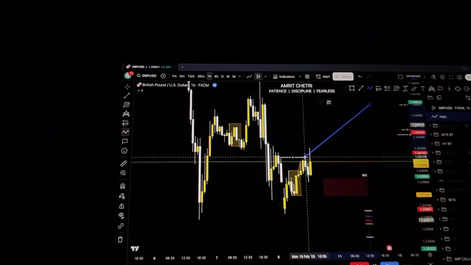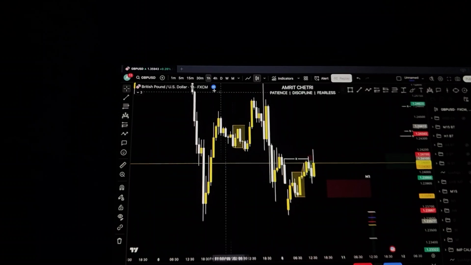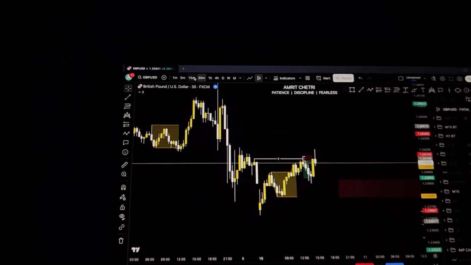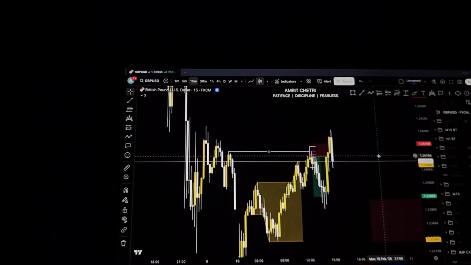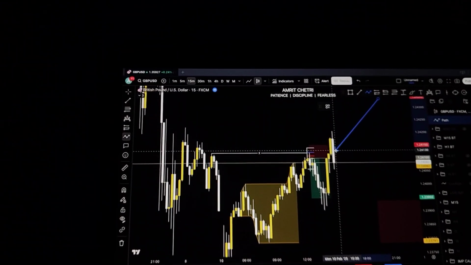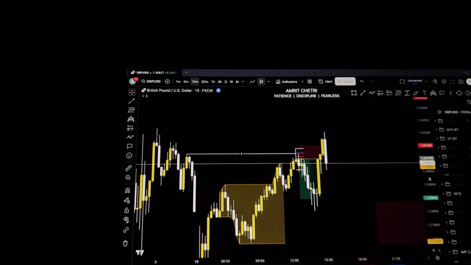The previous structural liquidity got swept. H1 rejection from the previous structural liquidity. M30 rejection. M15 rejection. A beautiful rejection. This is the exact rejection we want to see while taking a trade. So this rejection happened exactly at our timing, which is 12:37 AM UK time.